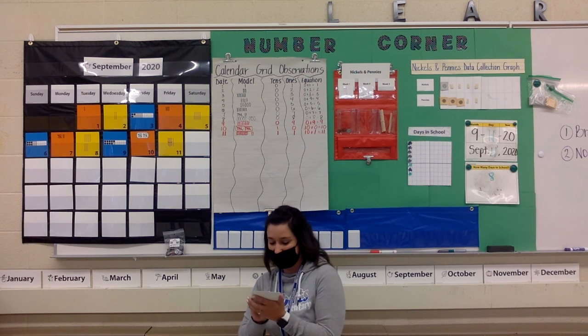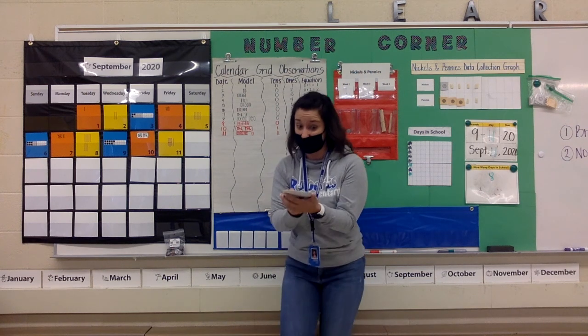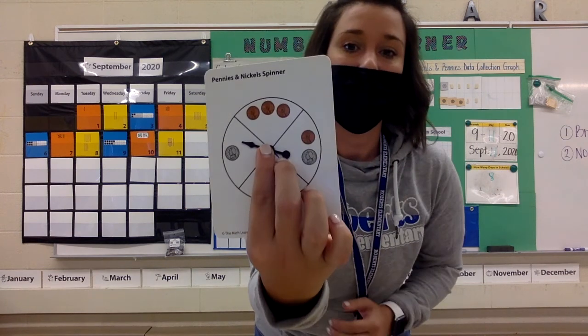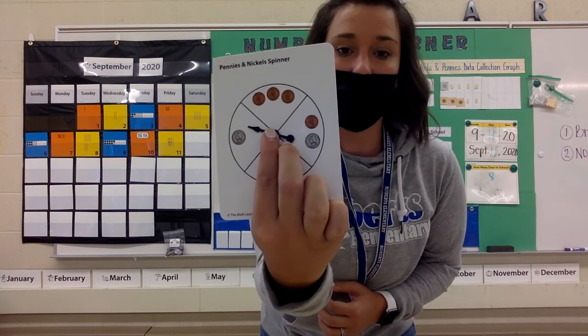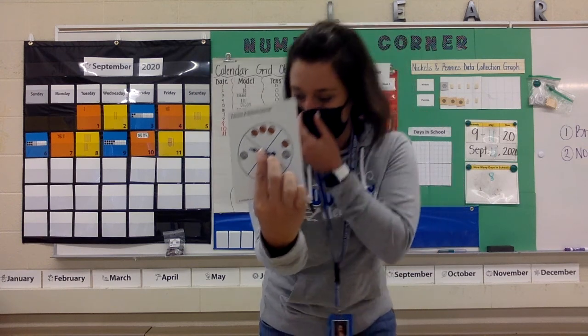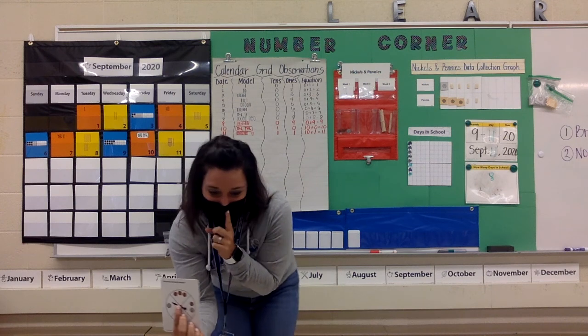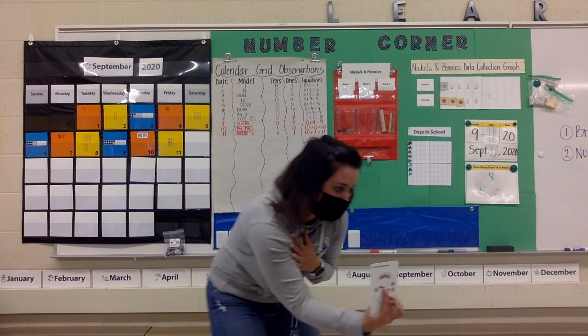Watch what I get. I'm going to show my friends at home first, and then I'll show you. Think about what I might have landed on. So friends at home, I want you to think about what I landed on. And here at school, take a look. Oh, don't blurt it. Think about it in your mind.